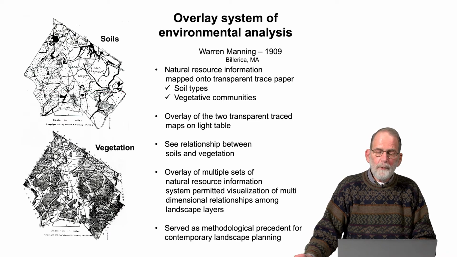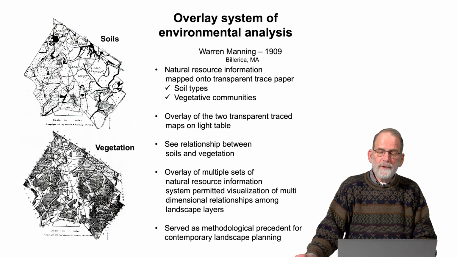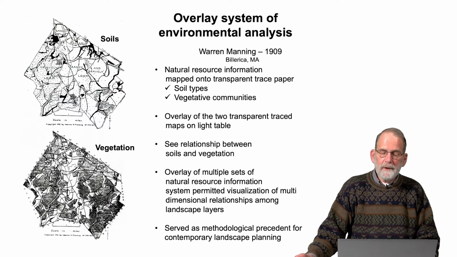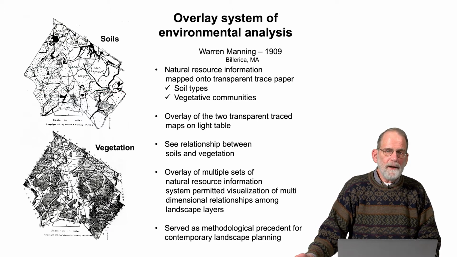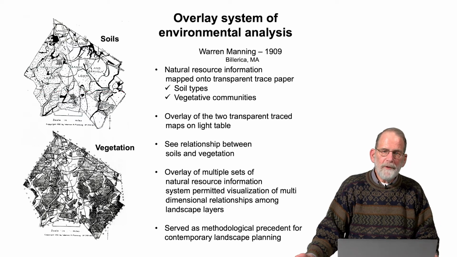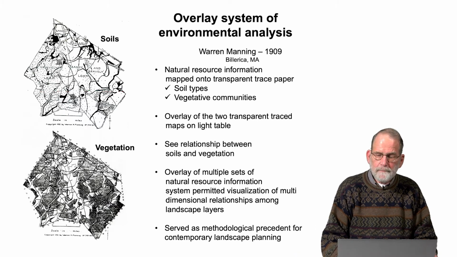The overlay of multiple sets of natural resource information permitted visualization of multiple landscape relationships among the landscape layers. It served as a methodological precedent for contemporary landscape planning. So a lot of the things you're going to be doing in the class, you're going to be doing on a computer rather than with paper and pencil, but they serve the same purpose as Manning's overlay analysis did.